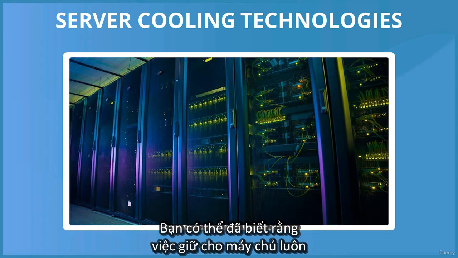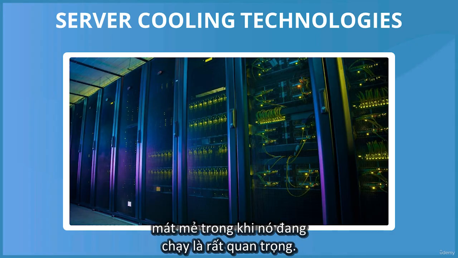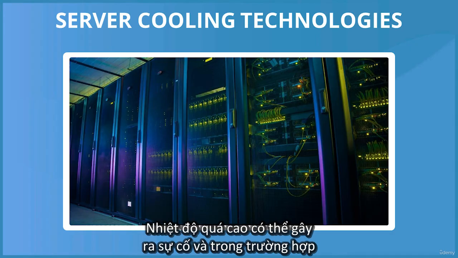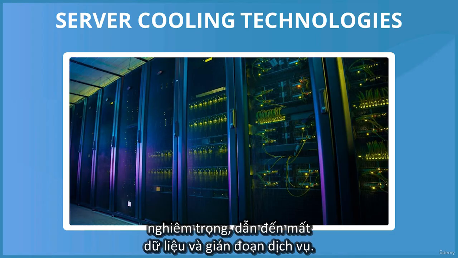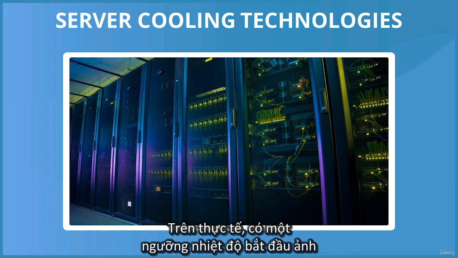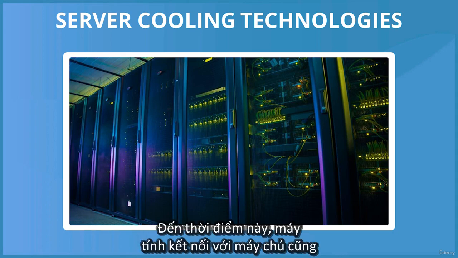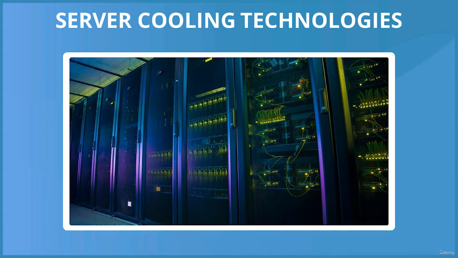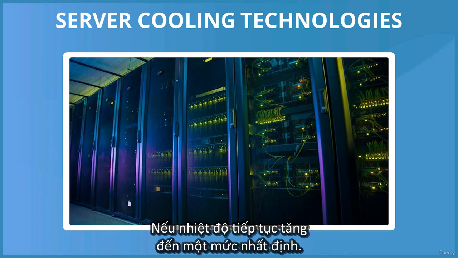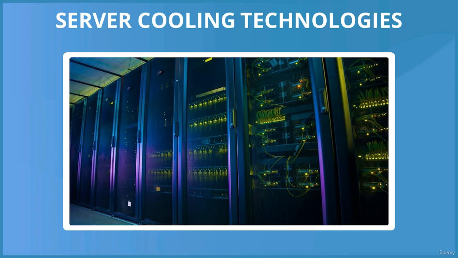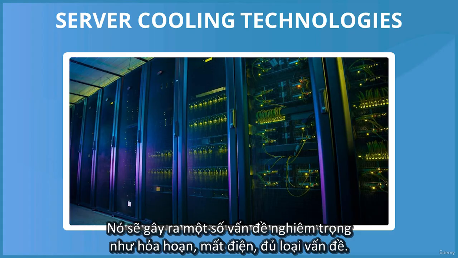You may already know it's critical to keep the server cool while it's running. Excessive temperatures can cause it to crash and, in severe cases, result in lost data and service interruption. There's actually a temperature threshold that starts to affect server network performance when the temperature rises above 70 degrees Fahrenheit. At this point the computer connected to the server will also have some problems affecting its operating system. If the temperature continues to rise to a certain level, it's going to cause some serious problems, like fire, power outages, all kinds of stuff.